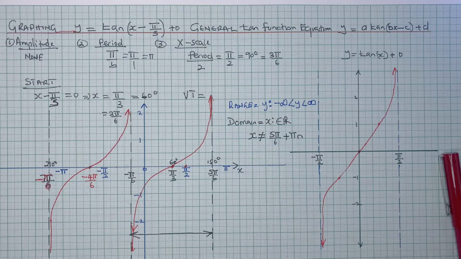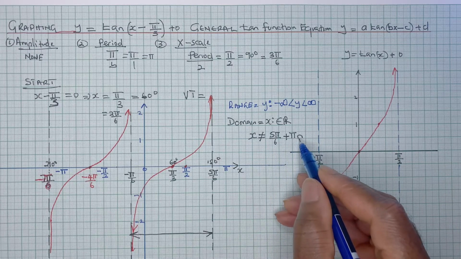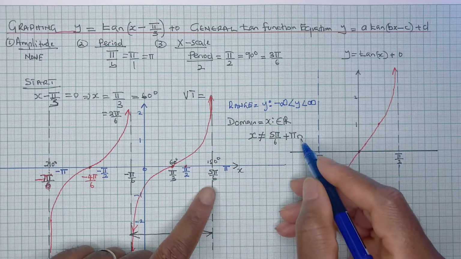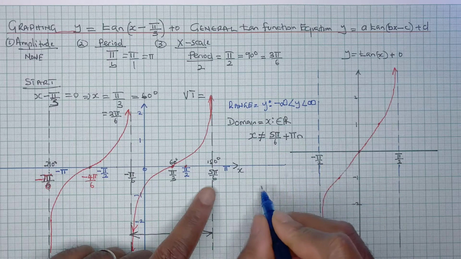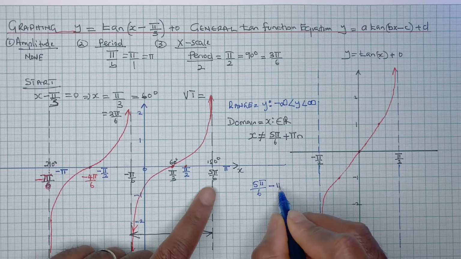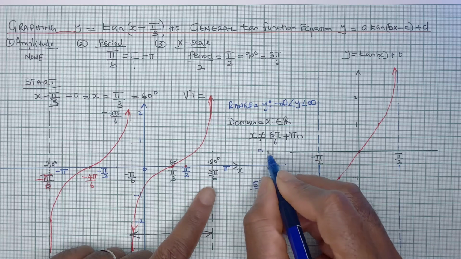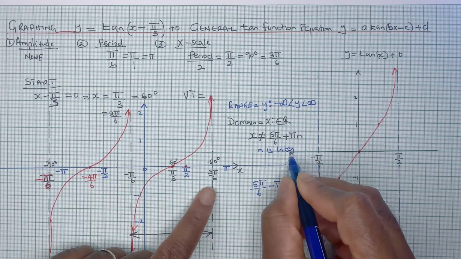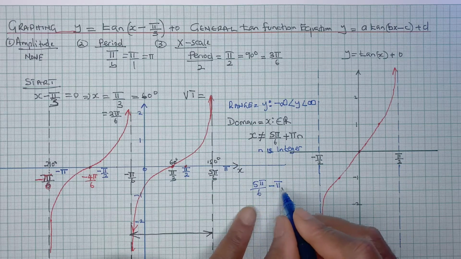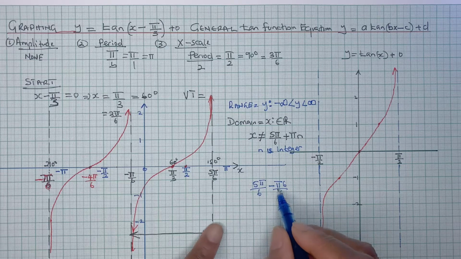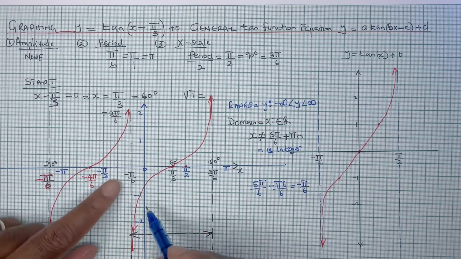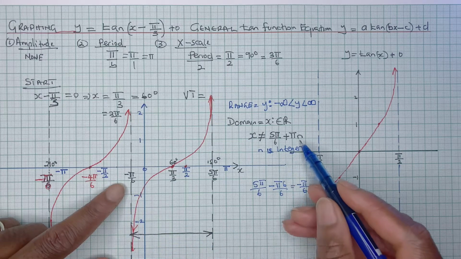So we can test that to see whether that makes sense. When n is 0, you're just going to get 5π/6, so it does not equal that. When n is minus one, you will get 5π/6 minus pi, because n is minus one. Remember, n is an integer. In order to turn this to the same denominator, that would be 6π/6, so 5π/6 minus 6π/6 will give -π/6. There we go, -π/6 is the line of asymptote. So it actually works.